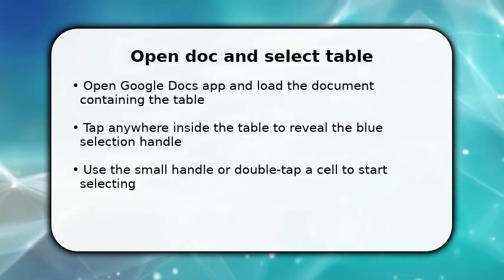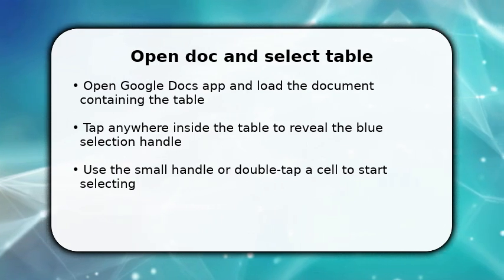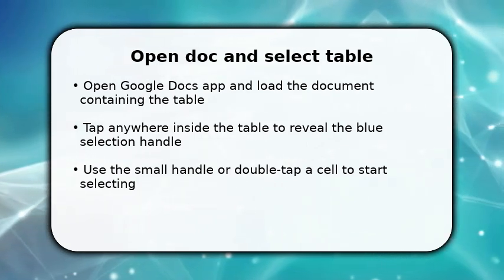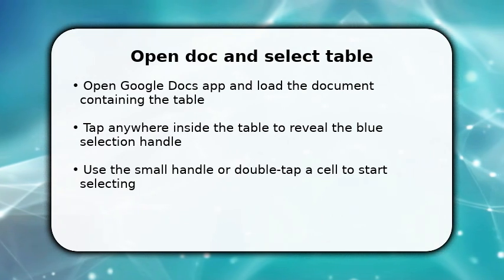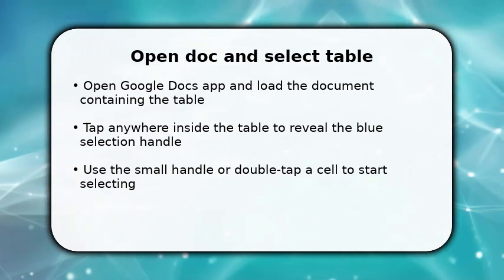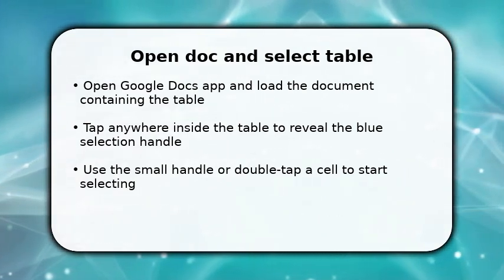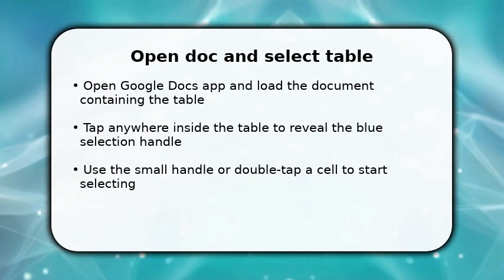Once done, either drag the small handle to expand selection or double tap a cell to bring up the contextual menu. You need that menu to reach table controls. Make sure the keyboard doesn't cover the menu by swiping it down if necessary.